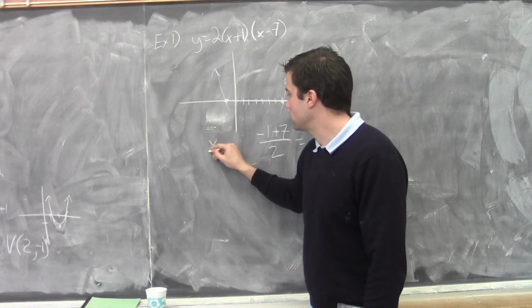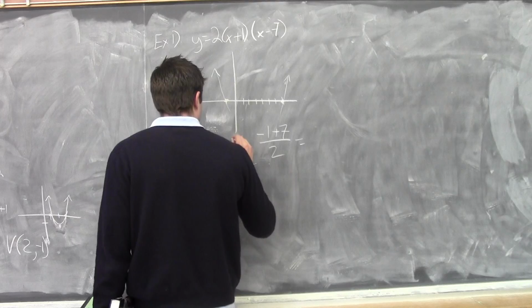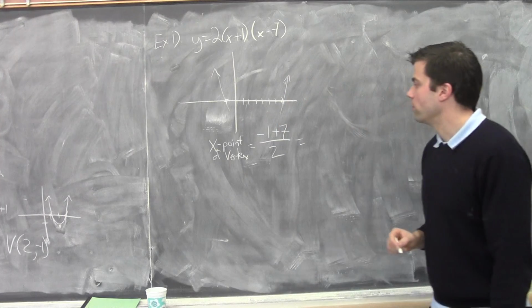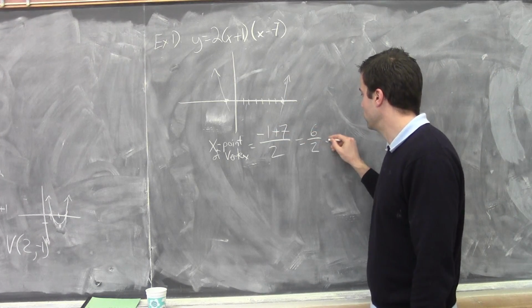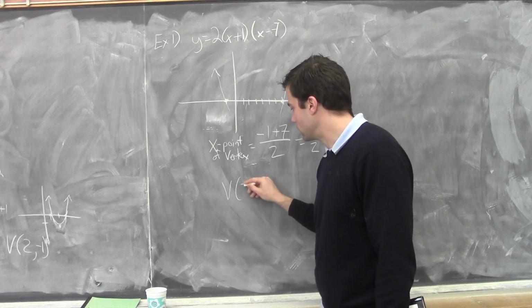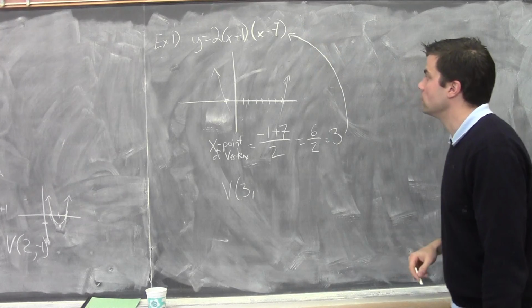This is the x point of vertex. The x point of vertex, so we're going to add those two. We get 6 over 2 is 3. So I know my vertex then is 3, comma, and I sub 3 into the original equation.